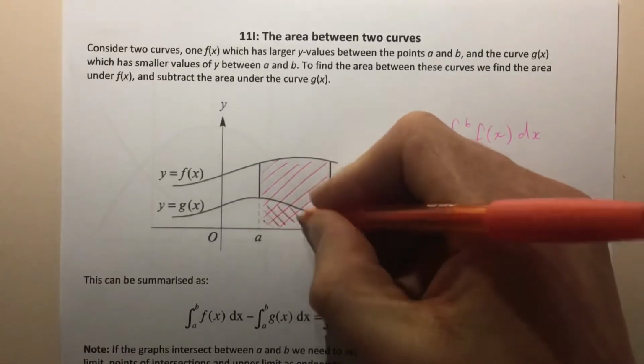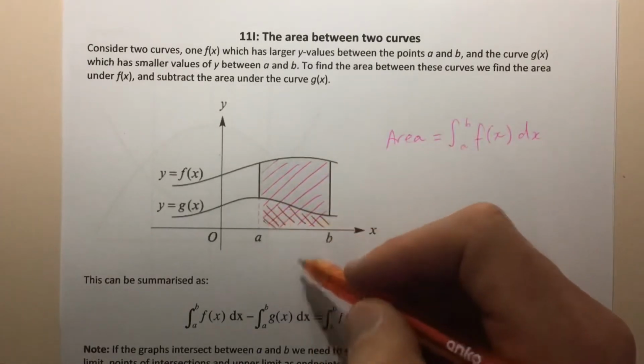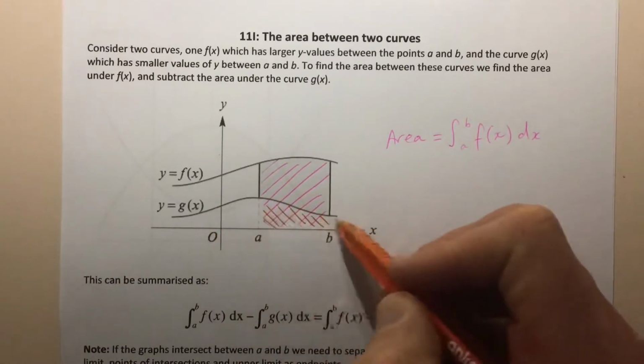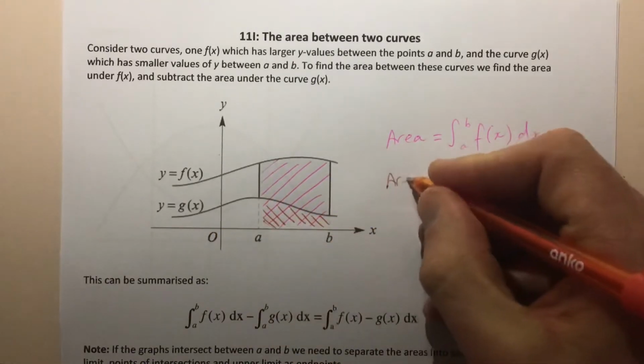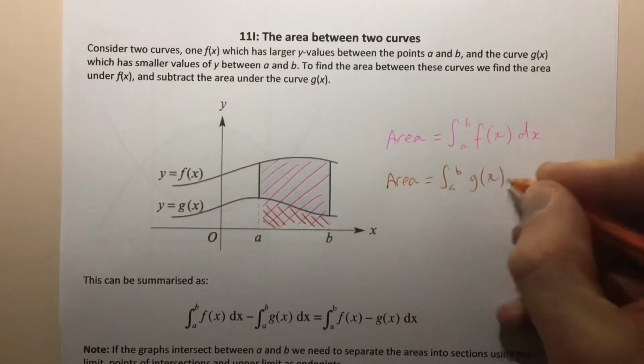We would want this area to be subtracted from that, and that area would actually be the area under the curve g of x, or the area between g of x and the x-axis. So that area would be the integral from a to b of the function g of x.